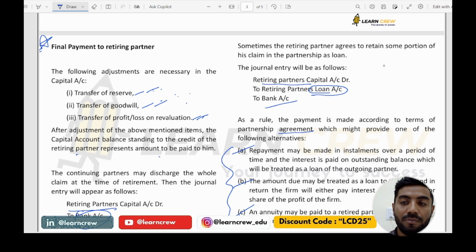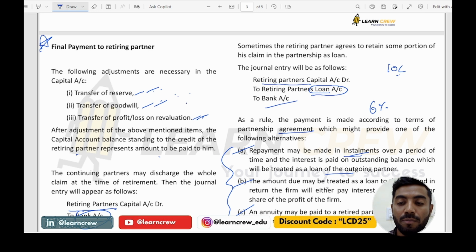Okay. Say, for example, 10 lakhs is payable. This 10 lakhs can be paid in installments over a period of time, say 2 lakhs per year over 5 years, or in 1 year only, with the sum paid at the end of the year. Whatever the agreement states, based on those terms, it will be paid over the period of time. And the interest is paid on the outstanding balance, which will be treated as a loan of the outgoing partner. Okay. Interest at the rate of 6% to be paid.